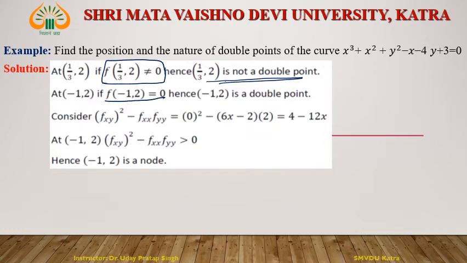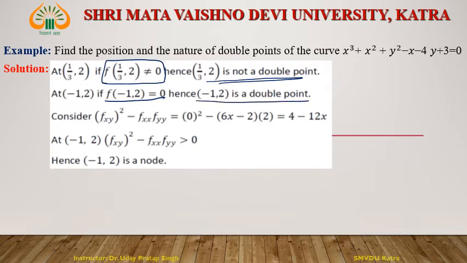Right. We already told you, first you check whether this point lies on the curve or not. If it does not lie on the curve, then leave it. It is not a double point. If this point satisfies the equation of the curve, or this point lies on the curve, then it is a double point. But which kind of double point, you have to verify. Then f of (-1, 2) is equal to 0. It means (-1, 2) is the double point.